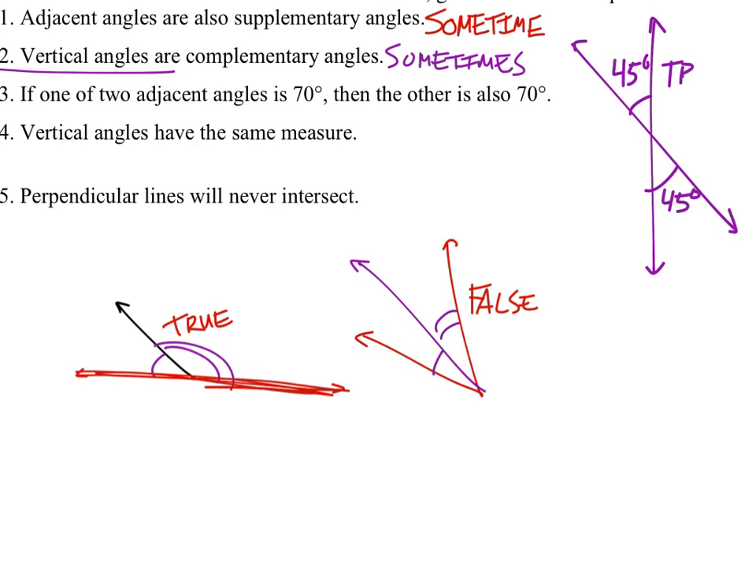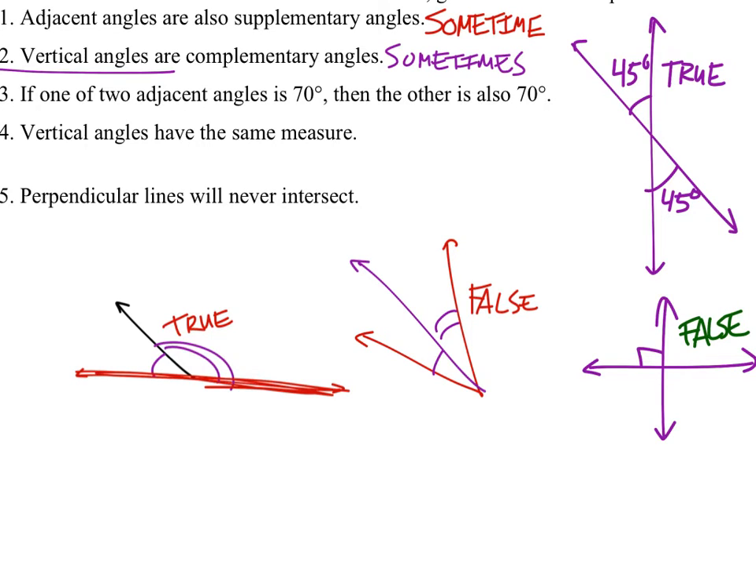And since those two vertical angles are the same and add up to 90, that is what makes this one true. But again, it's very rare for that to happen, because something that would make it false would be, like, if that's a right angle, then all the other ones are right angles, and that would make it false.